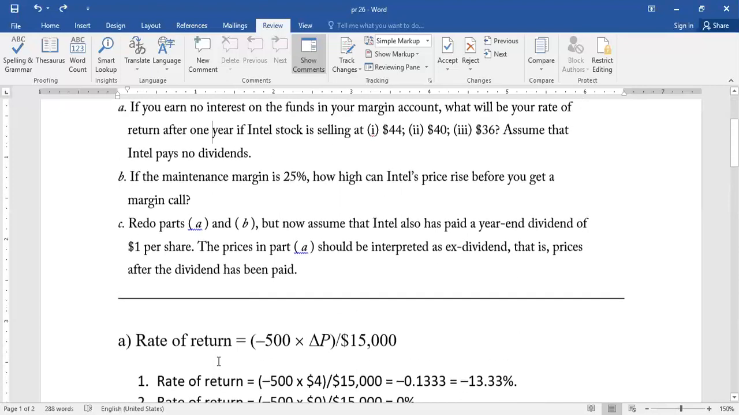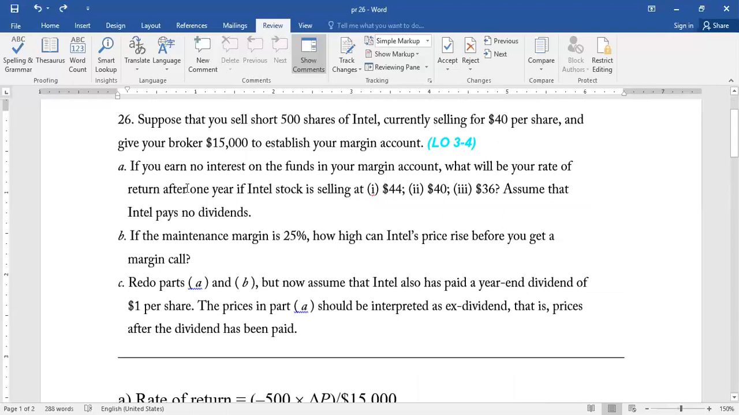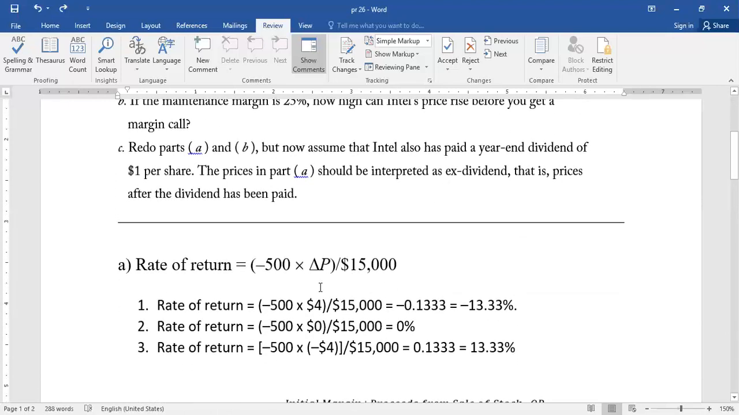For the second part, they told us the price of Intel stock after 1 year is $40. So the price didn't change. We have no change in price. It was 40 today, and it will be 40 1 year from now. So obviously we will replace delta P, the change in price, by 0. Because there was no change in price. It was 40 and it remained 40. So minus 500 times 0 over 15,000, that is 0%. I have no rate of return. The price of the stock was 40. 1 year from now, it didn't change. So I have no profits.